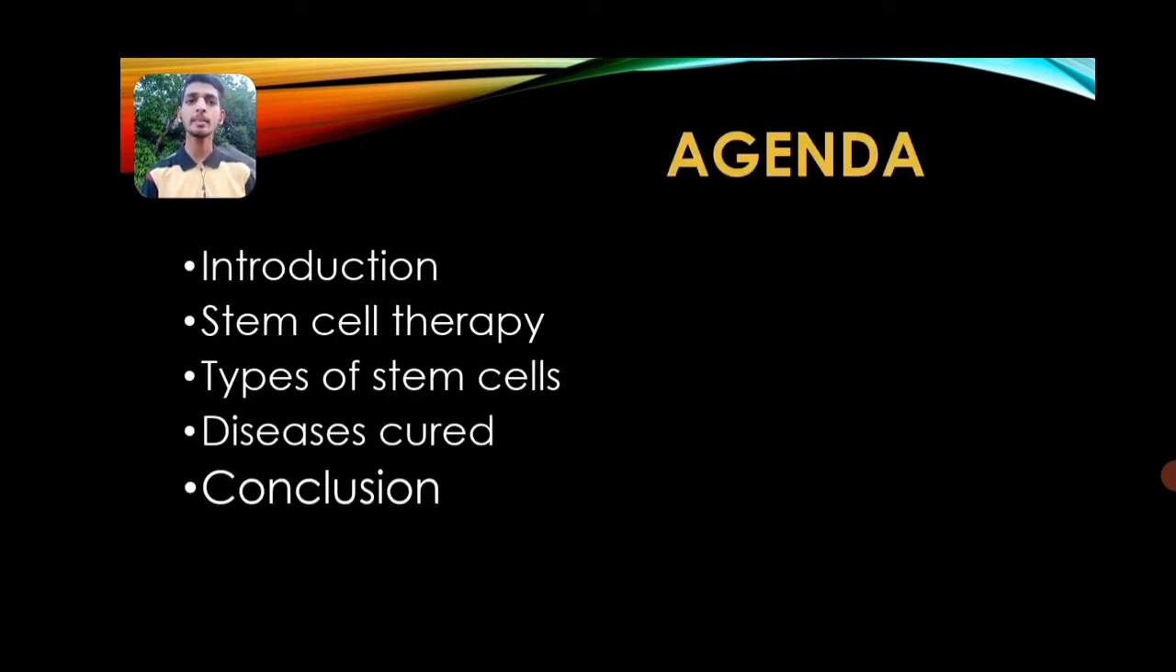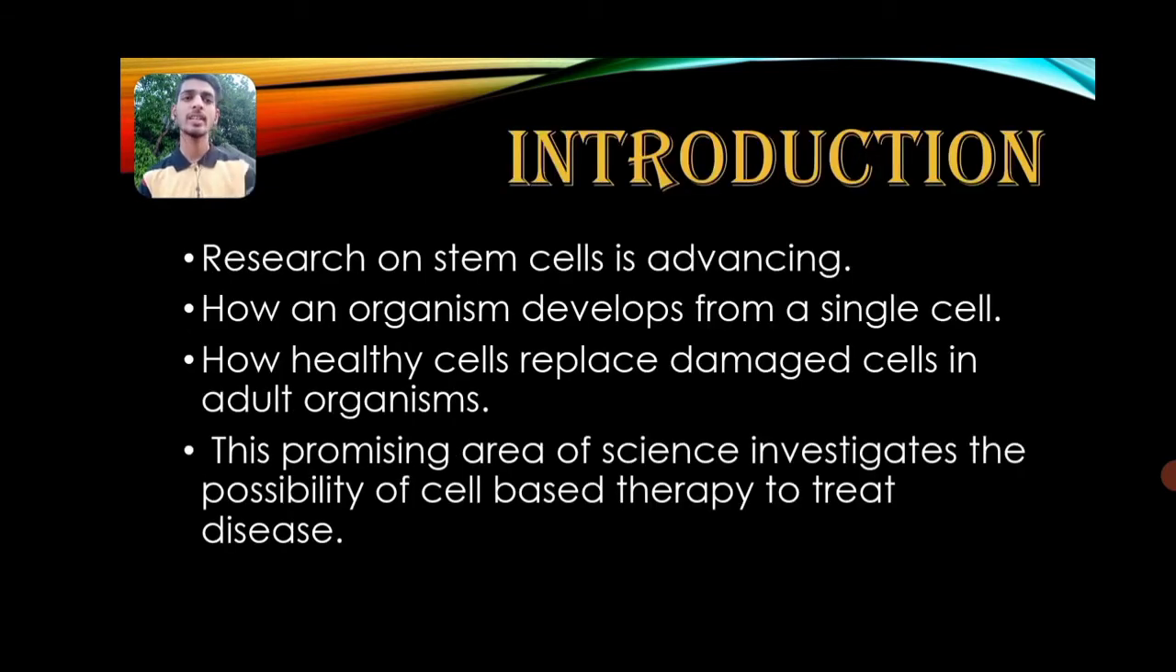We will proceed with 5 steps, which are the introduction, then what exactly stem cell therapy is. After that, the types of stem cells found in the human organism. After that, the diseases cured by stem cell therapy. By using that therapy, we can cure much more difficult diseases as well. And at the end, we will conclude with our conclusion. So first is the introduction about our topic.